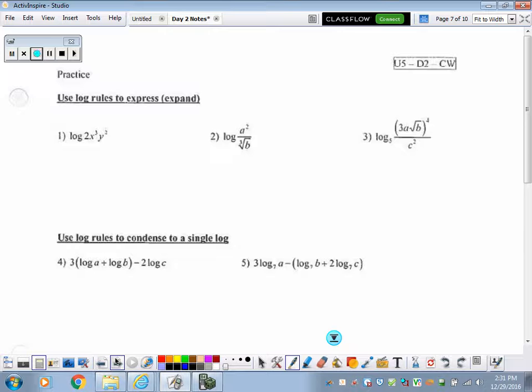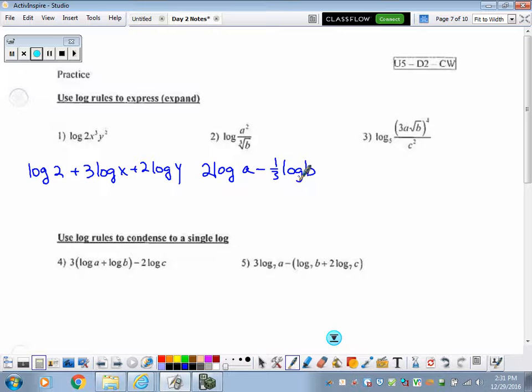Number 1, we're going to expand. All of this is multiplication, so we're going to expand using addition: log 2 plus 3 log x plus 2 log y. Number 2, we've got a little bit of a division there, so we're going to have a subtraction: log a, 2 out in front, minus, and we have b raised to the 1/3 power, so it's 1/3 log b.